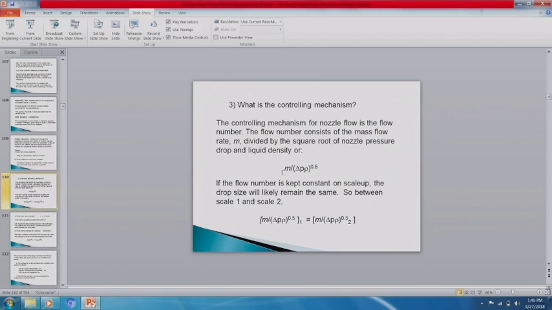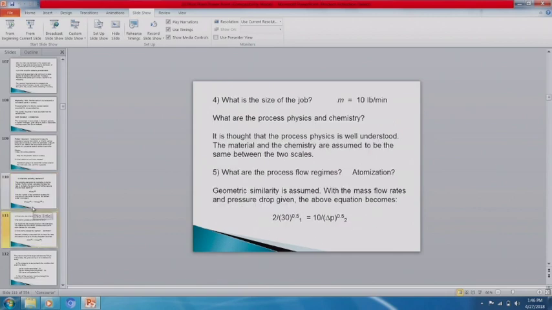So literally you have over here scale 1 equals scale 2. That's what we have down here. Now then, we're going to cancel out, we're going to put in the 2 pounds per minute for 30 psi, and we put in 10 pounds per minute with the psi that we have to determine. What's the size of the job? The size of the job is 10 pounds per minute.